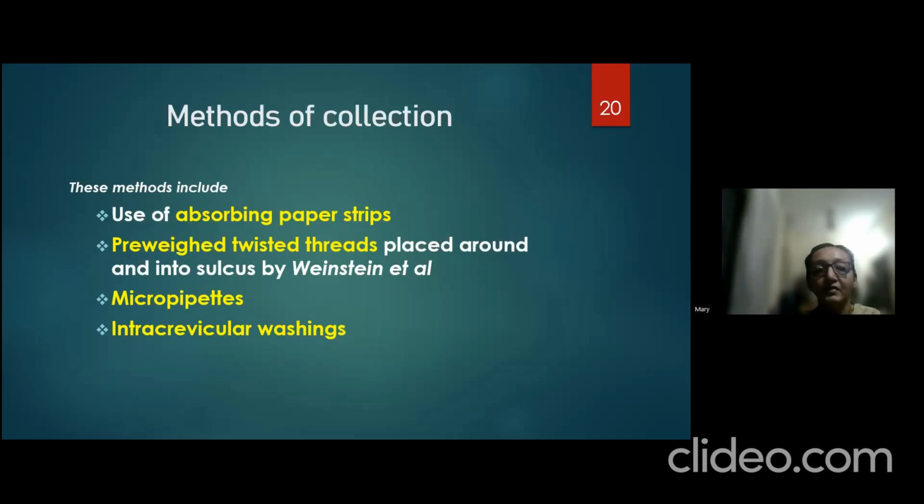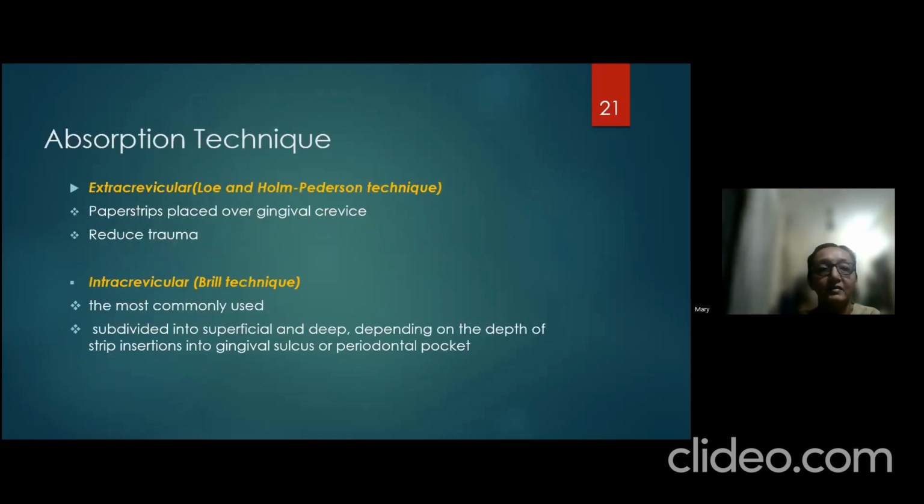So now, methods of collection. There are different methods whereby we can collect GCF. Some of the commonly used methods are the use of absorbent paper strips, then pre-weighed twisted threads which could be placed into the gingival sulcus, which was first described by Weinstein et al. Then use of micropipettes, and also use of intracrevicular washing. So let's see how each method is performed. The first technique is the absorption technique, that is, use of paper strips. Here there are two methods again, an extracrevicular method and an intracrevicular method.